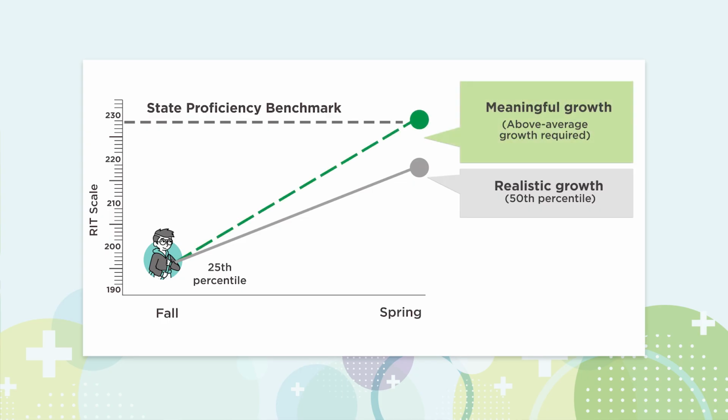MAP Growth also provides linking studies with projections of whether a student is likely to score proficient on their state summative assessment. Together, norms and linking studies help educators know how students are performing compared to their peers and how they are performing compared to state grade level standards.